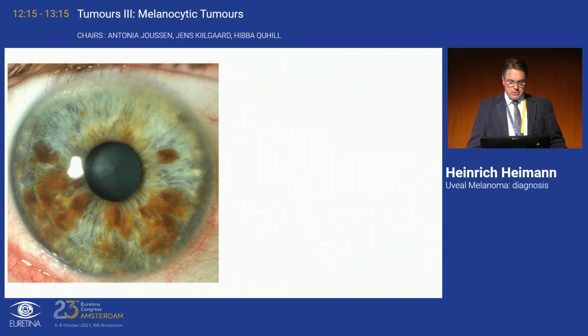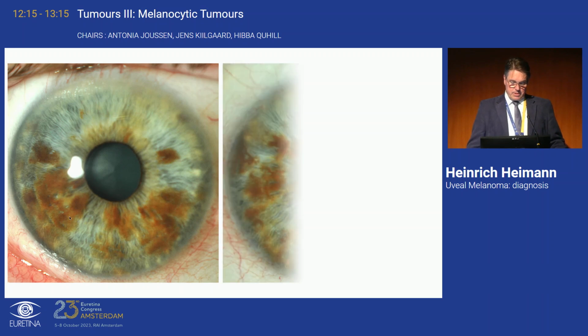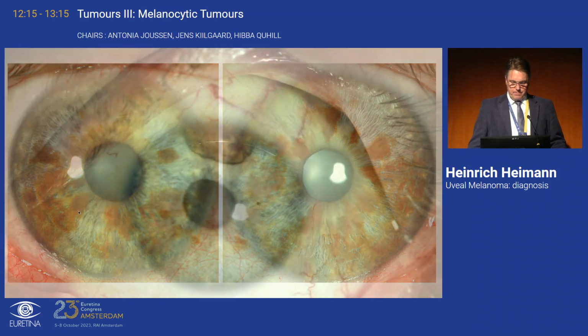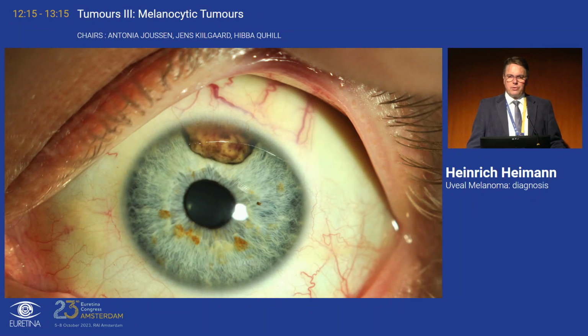Another thing to do with iris lesions: always look at the fellow eye. So if you see this, you're not quite sure what's happening. If you look at the other eye, this is iris freckles, and it's nothing to do with a melanoma. And this is not an iris melanoma. Always go beyond it, and by the end of this talk you will know what the other clinical sign for this is. These red blood vessels there.